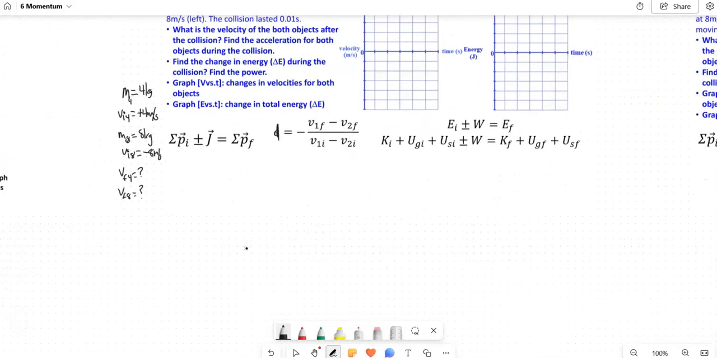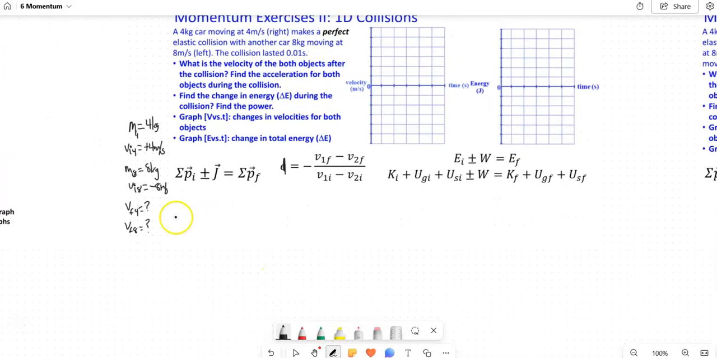Okay, so I'm going to move in here. Let's make up our little picture. So we have a 4 kilogram object moving to the right at 4 meters per second.